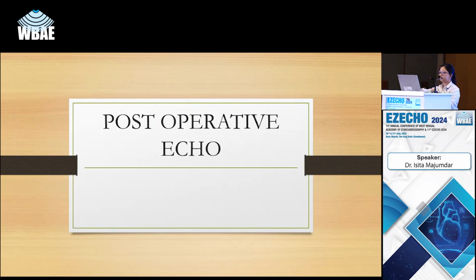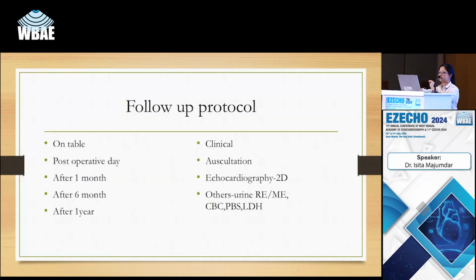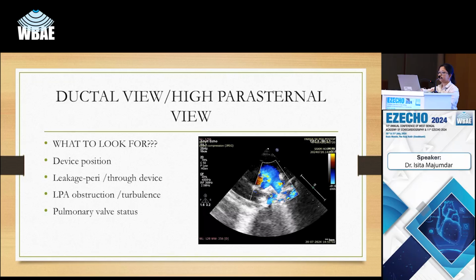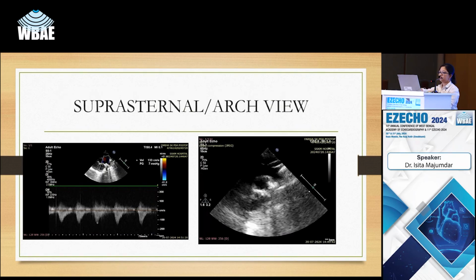Post-operatively, on table, we usually evaluate at 1 month, 6 months, or 1 year. In the ductal view, we look for device position, whether there is leakage, peri-device or through the device, LPA obstruction, turbulence, and pulmonary valve status, because LPA and RPA stenosis, if present, is especially common in small children. And in the suprasternal arch view, we look for any coarctation, which is more common in large PDAs presenting in small babies.